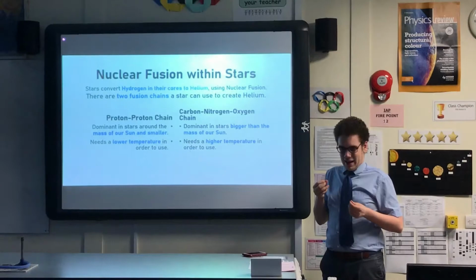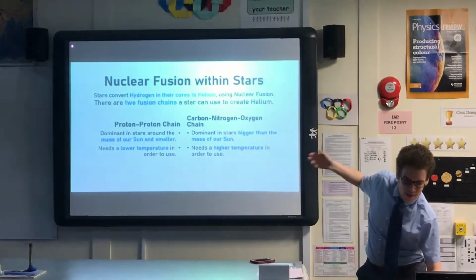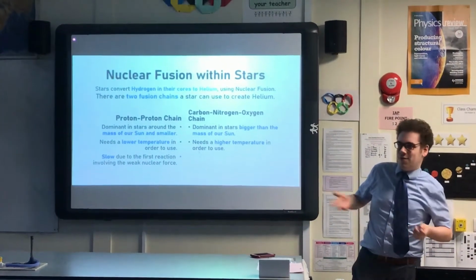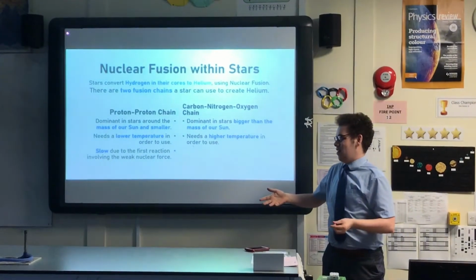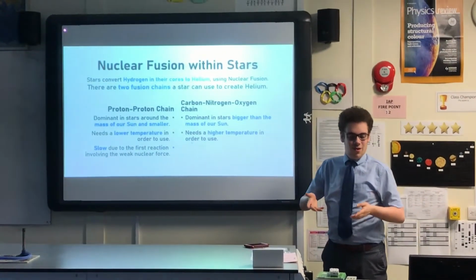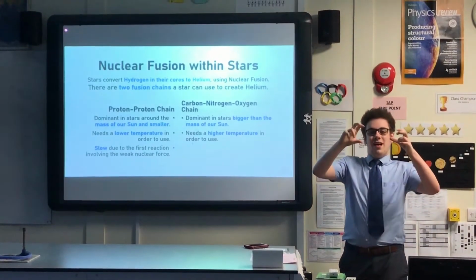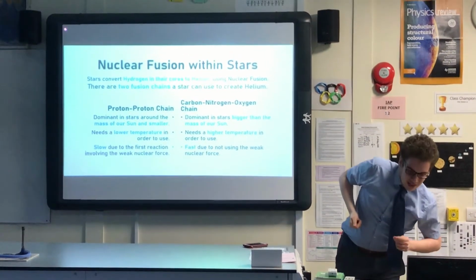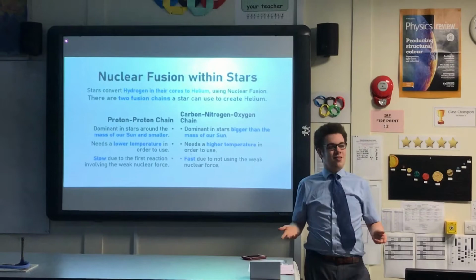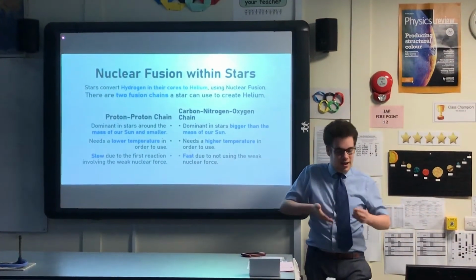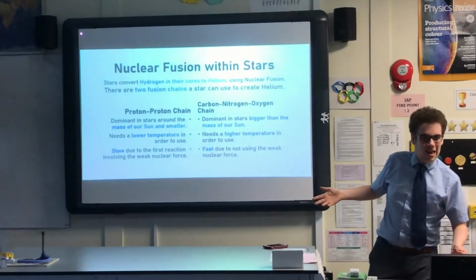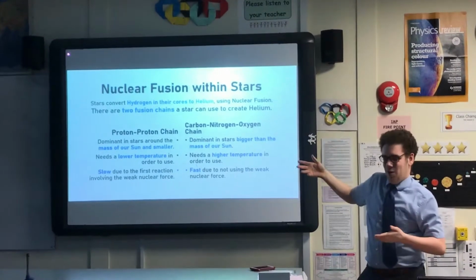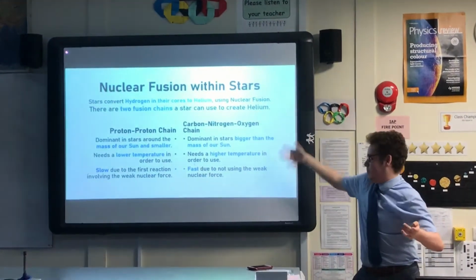And a quirk between these two is the speeds. The proton-proton chain is actually pretty slow, at least with the first reaction, which I'll detail later. This is because it involves the weak nuclear force to start the chain off, which is very slow. But the carbon-nitrogen-oxygen chain does not use this force, so it can go faster and produce more energy. And a side effect is that bigger stars have a shorter lifespan than smaller stars, and that's a reason why.